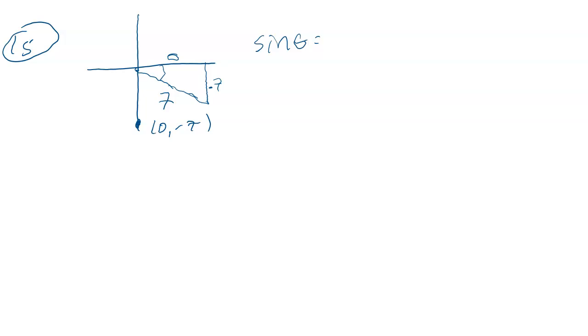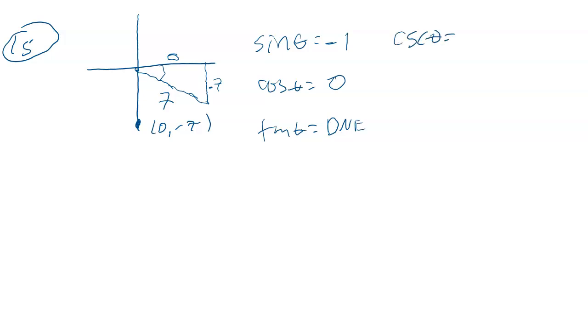So sine is going to be opposite over hypotenuse. So we're going to say -1. Cosine theta is going to be adjacent over hypotenuse, which is 0. Tangent theta is equal to -7 over 0, which does not exist. Can't do it. Wait, -7 over 0. Yep, can't find it.